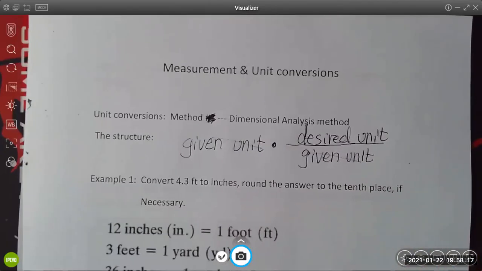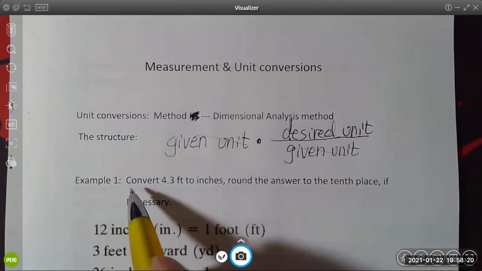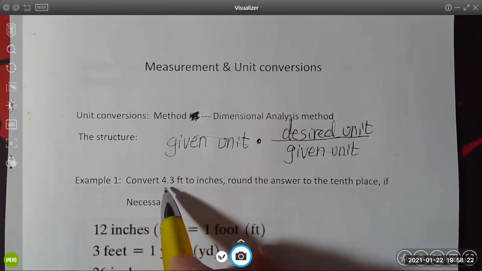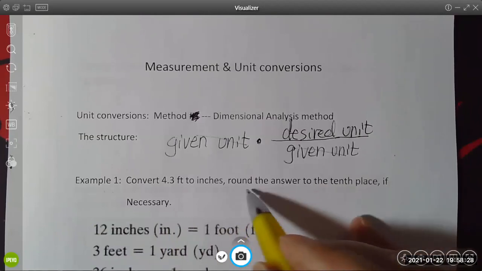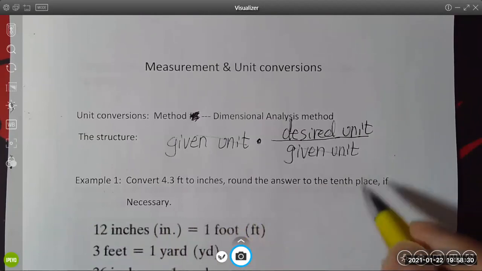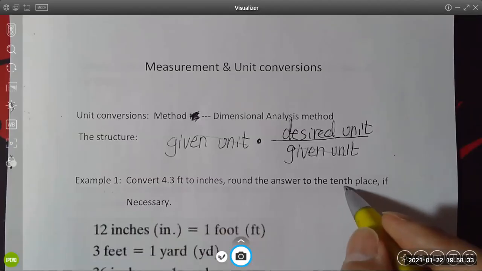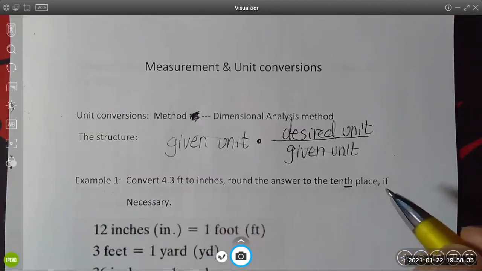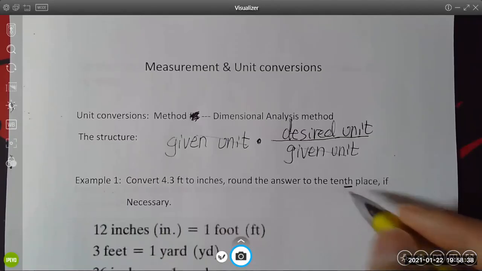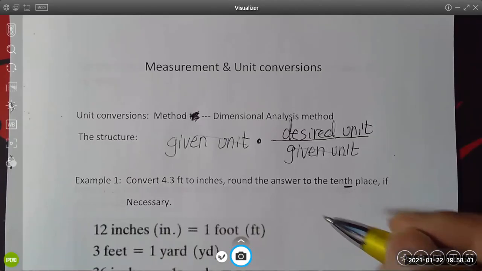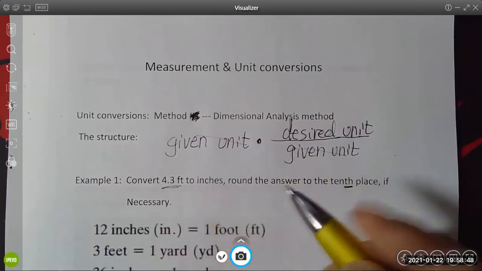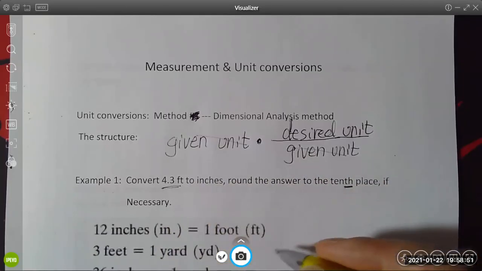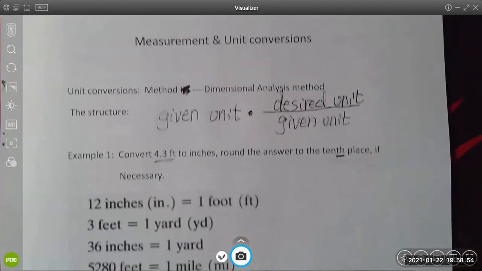Now let's do a demonstration using this example right here, example 1. We want to convert 4.3 feet into inches. Always pay attention to this rounding requirement. In this case, we want to round it to the 10th place. Anything with "th" means it is part of the decimal part. 10th means the first decimal digit. So our answer should have 1 decimal digit. Now, using this structure, we start with the given unit, which is 4.3 feet. So the unit is a foot.